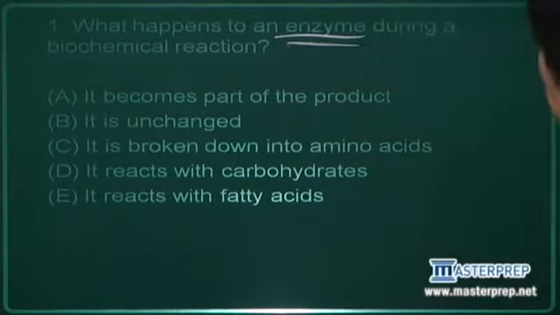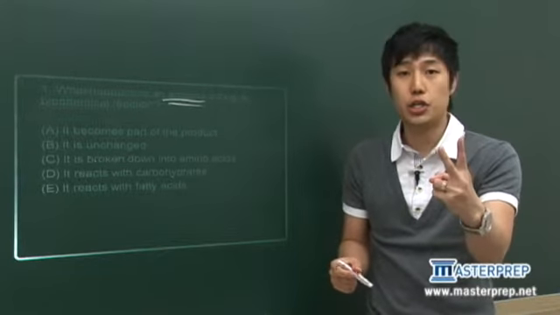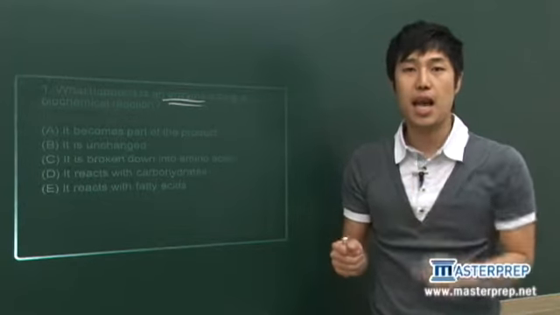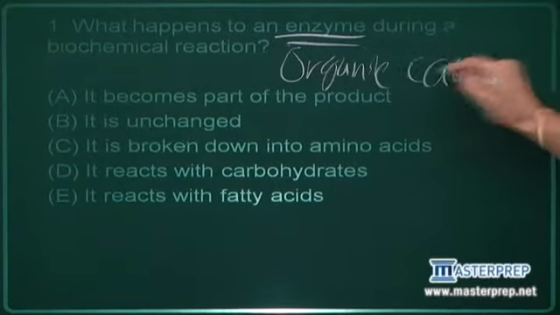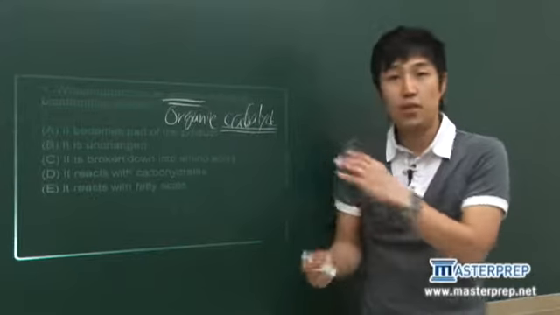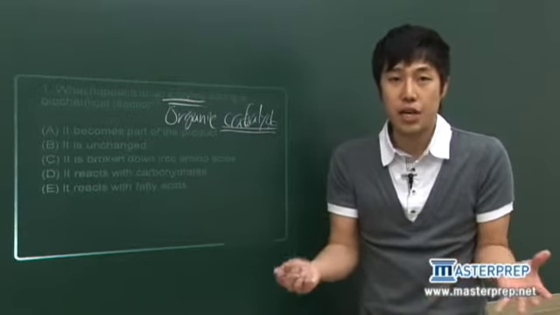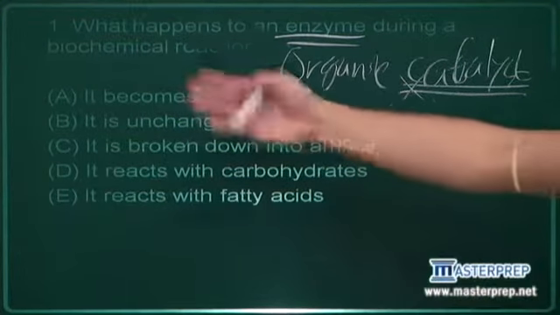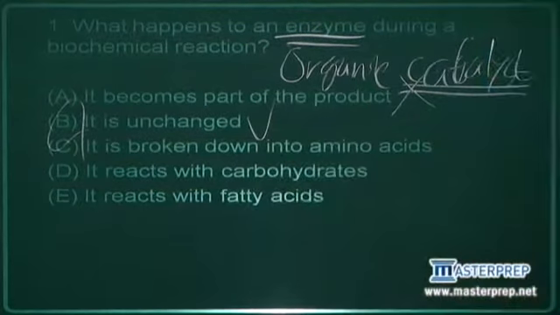It's about enzyme, right? On exam, I guarantee you're going to see at least 1 or 2 questions on enzyme. And what's the most important thing about enzyme? This is organic catalyst, right? Organic catalyst. And catalyst, by definition, is something that does participate in a reaction, but themselves, they never change, right? Okay, A, it becomes part of the product. Nope. It implies the change of the catalyst, right? B, it is unchanged. Yes. Right here, we have our answer.